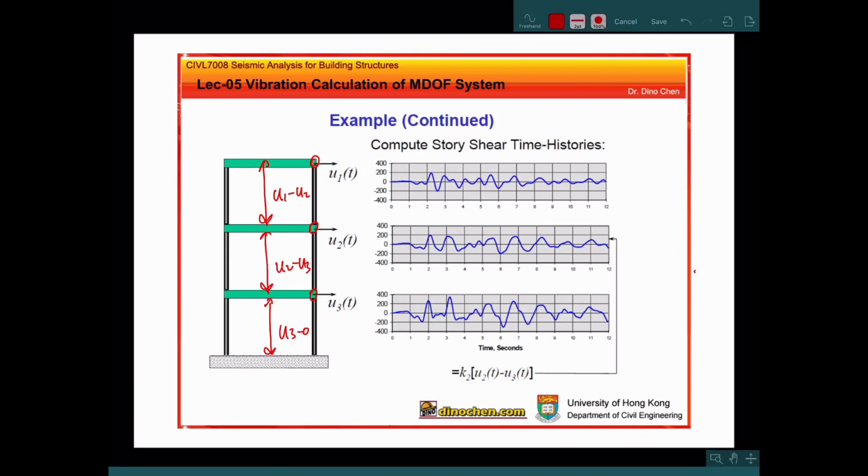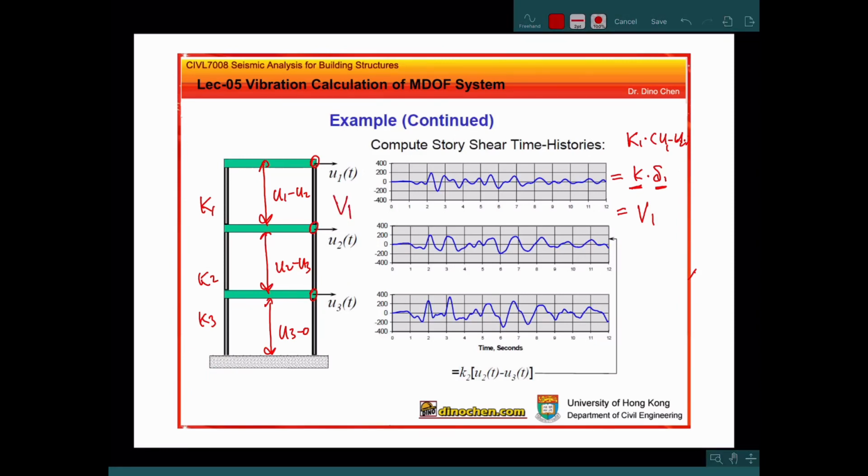And we already know each floor, for this one is K1, K2, K3. This is the story stiffness. So story stiffness times, for example, this one U1 minus U2, or we call it theta 1. This one we call the internal story displacement. We can use stiffness times displacement equal to the internal shear. We call it V. So this computes the V1.